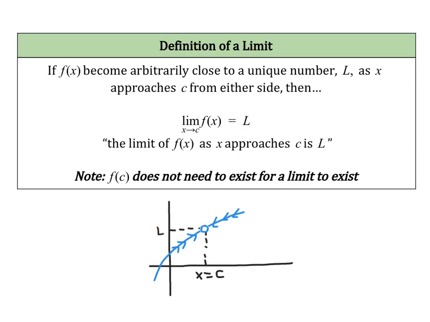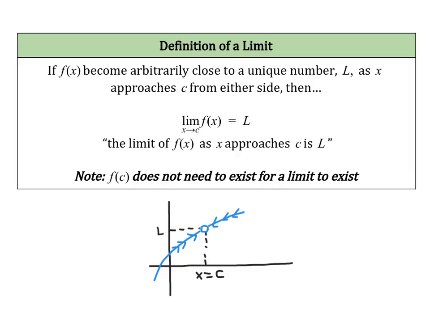Now I do want to point out that f of c doesn't even need to exist for the limit to exist. So I'm not asking you what is f of c? What is your y value when x is c? I'm asking you what's happening as x approaches c. So there's a very big difference between those things. So once again, your function doesn't need to be defined at c to have a limit as it approaches c. But this is what we're going to be talking about finding today.